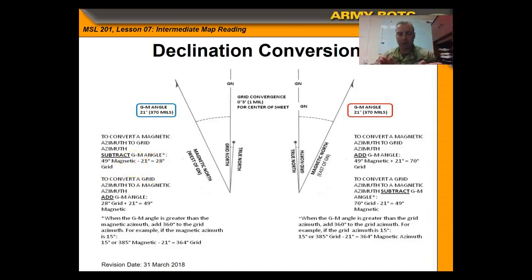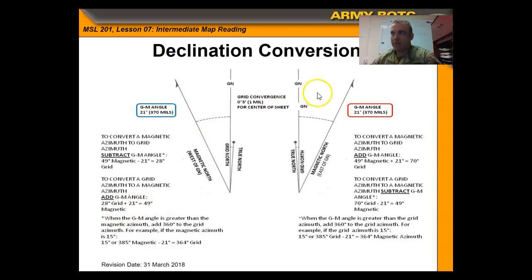Then, in order to plot your azimuth from your location to that water tower on your map, you'd have to subtract those 21 degrees before you could properly plot it on your map to get that 28 degree grid. And then again, in reverse, to go from grid to magnetic, you'd add that 21 degrees. So 28 degrees grid plus 21 degrees for the declination conversion equals 49 degrees magnetic.